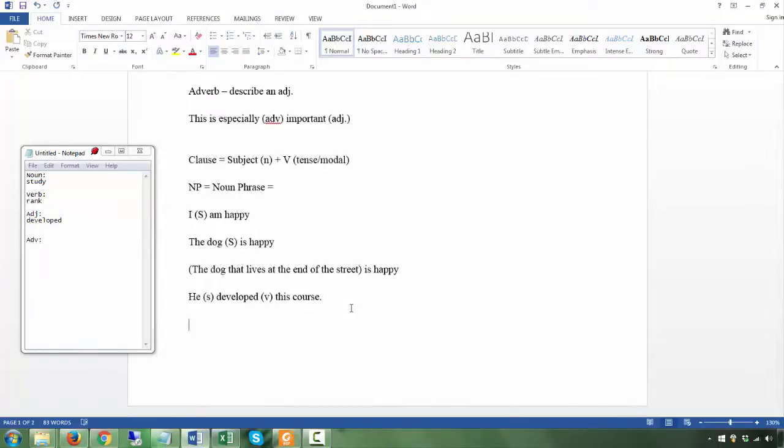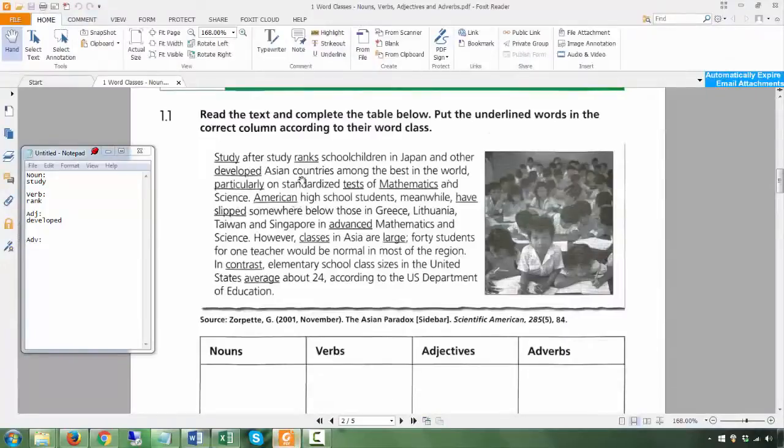It's the same thing as "developed nations"? Yeah, developed countries. Okay, developing. I mean, this is an adjective describing the countries, right? So "developed" is an adjective. Particularly, now one clue is every time you have an -ly, most of the time it's going to be an adverb, right? And normally, if you take away the -ly, it becomes an adjective. So "particularly" is an adverb. "Particular" is an adjective. On standardized tests.